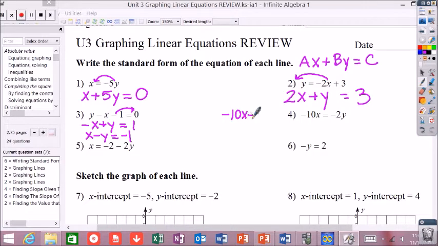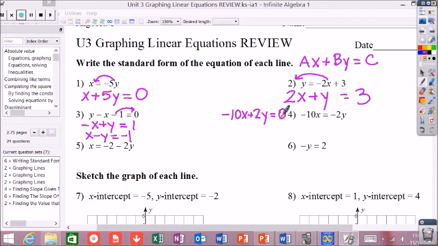For number 4, I'm going to move my minus 2y term to the left by adding it to both sides, leaving nothing on the right, so equals 0. And this is not in standard form for 2 reasons. Number 1, the GCF of 10, 2, and 0 is not 1, so we can divide a number out, and I'm starting off with a negative. So I'm going to take care of both things at the same time.